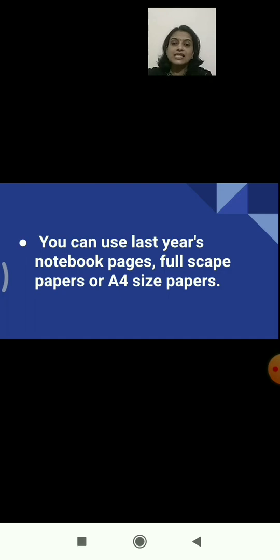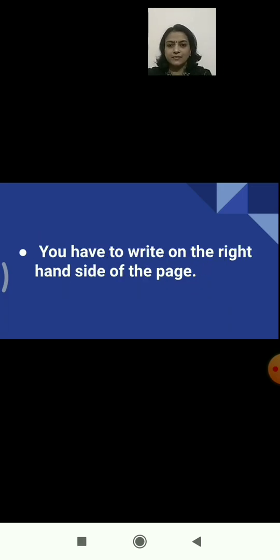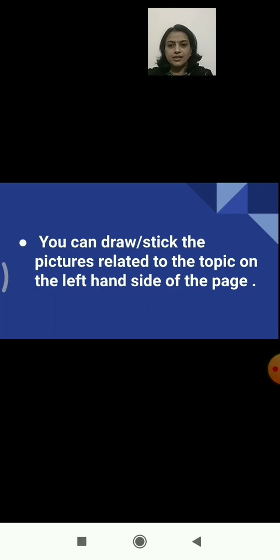Now you can use last year's notebook pages, full-scape papers, or even A4 size papers. So whatever is available, you can utilize it. You have to write on the right hand side of the page. Remember when you used to write in the English composition notebook, how we write? The same way you are going to write it down. Now you can draw or stick pictures related to the topic on the left hand side of the page. So if you are going for story writing, you can draw forest sceneries, river, and if you are good at drawing, you can also draw human figures there.